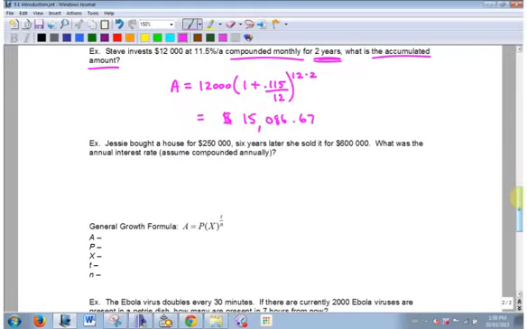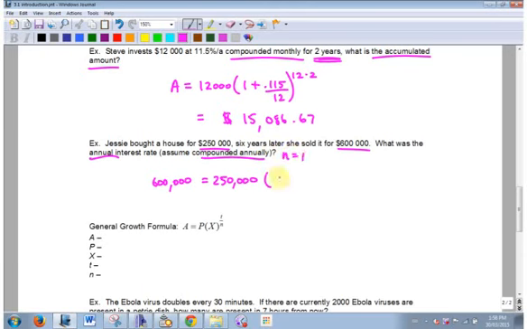Let's do something a little harder. Jesse bought a house for $250,000. That's how much he spent on it today. 6 years later, she, that's a female, sold it for $600,000. Good luck. So in the future, that's the amount we got. Now everyone wants to go out and buy a house, right? It's just that easy. No, it's not. What was the annual interest rate? And we're going to assume it's compounded annually.